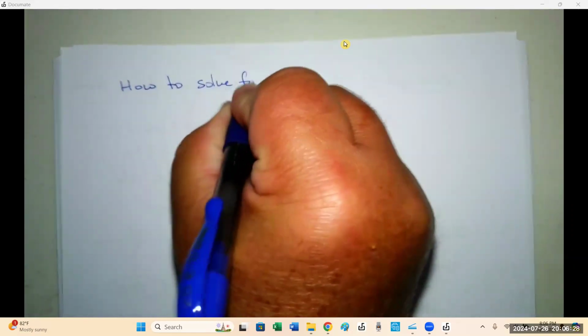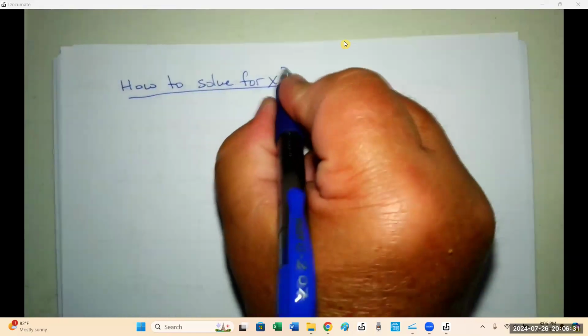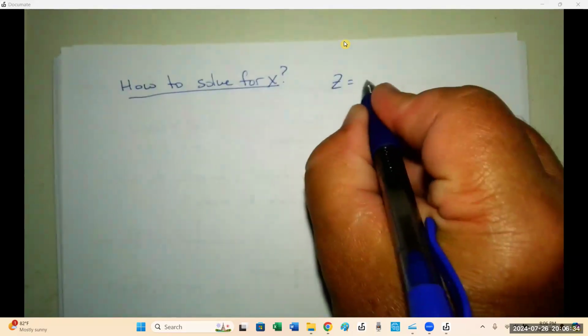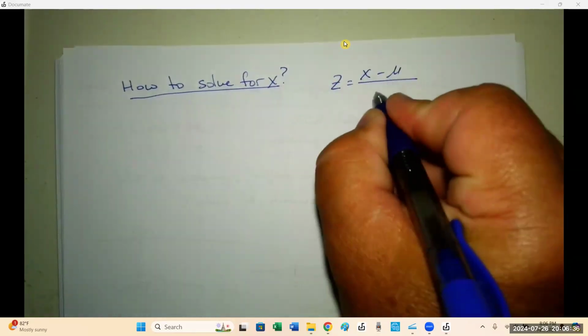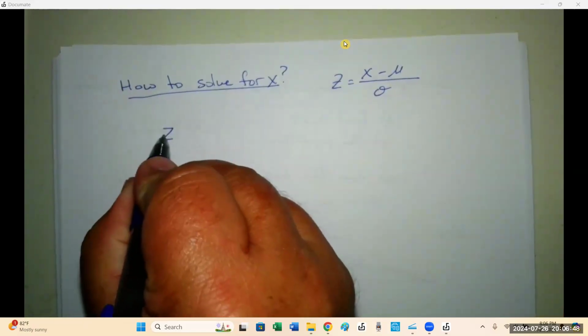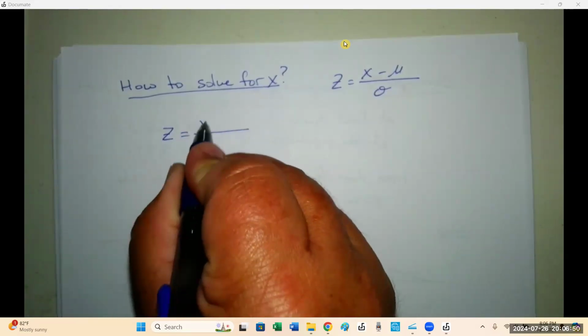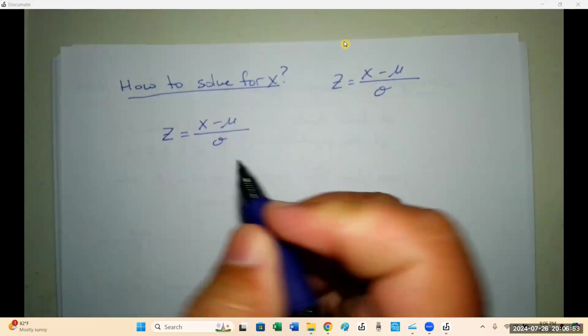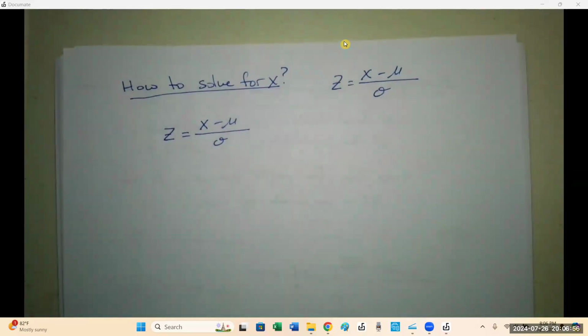The question that I was asked is how do we get that? So how do we calculate, how to solve for X with this formula? It's a process of opposites. What we have to do, since we're looking for X, remember the order of operations.